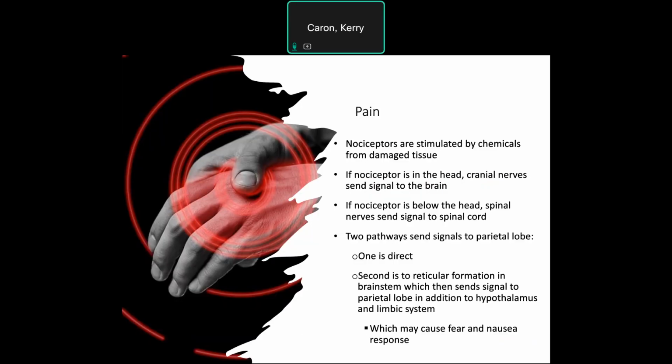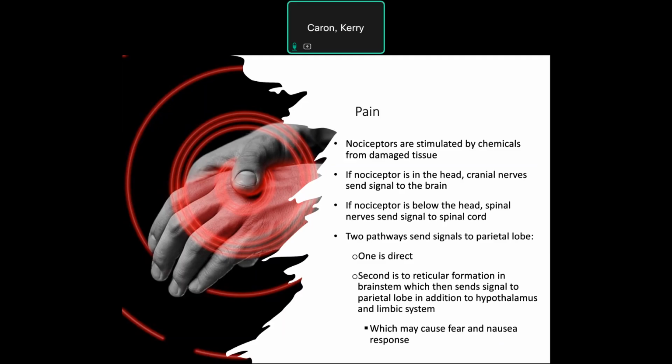As I mentioned, nociceptors are receptors that detect pain. And so when chemicals are released from damaged tissue, the nociceptors pick up on that. And if that is in the head, then cranial nerves are involved, sending the signal to the brain. If it's below the head, remember the spinal nerves are below the head, then the messages get sent to the spinal cord. So cranial nerves above the head, spinal nerves below the head.